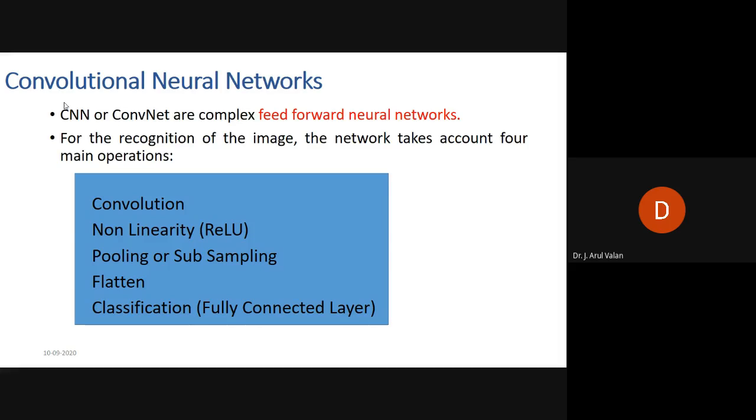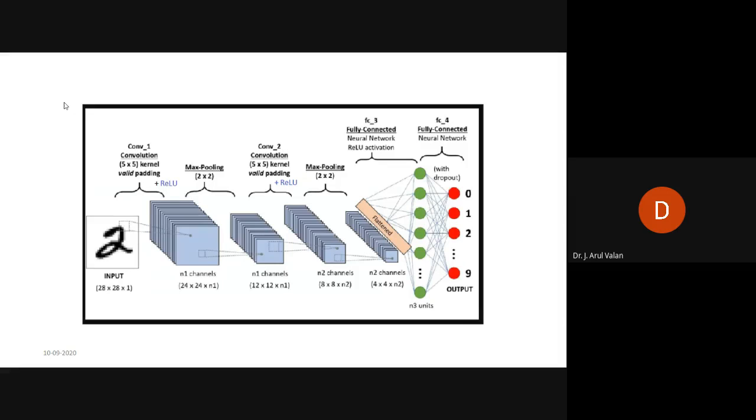So what are the major operations we are going to do in the CNN? Convolution is the first. Another one is non-linearity, that is ReLU, the rectified linear unit, as I already told you. Next we use pooling, then flatten, and in the last part we use the fully connected layer. We'll see one by one how it works.